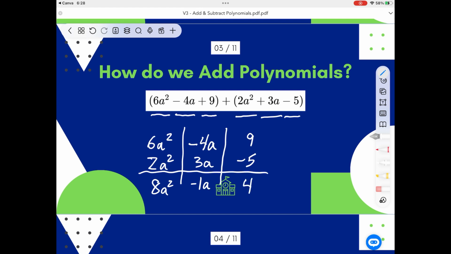So my answer in this first problem would be 8a squared minus 1a, or I can simplify that to just minus a, plus 4.